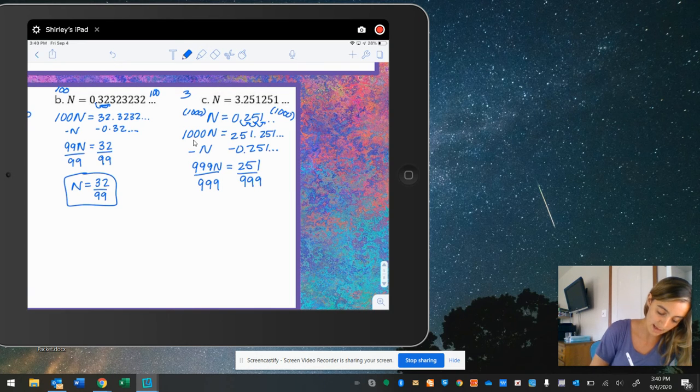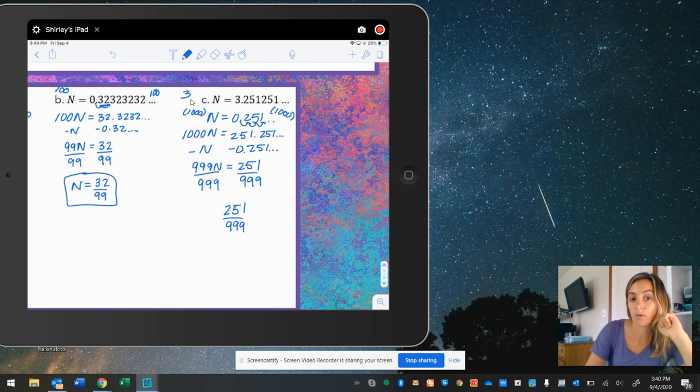Okay? So we get that our fraction is 251 over 999. But keep in mind, we changed the problem from the beginning. This is your fraction for 0.251 repeating. Remember, I had that 3 out front as my whole number, so not only am I 251 over 999, I'm 3.